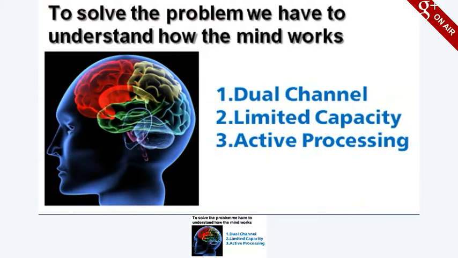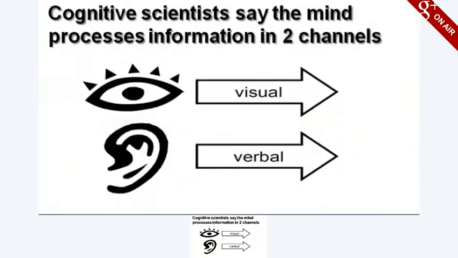We have one mind and 2 channels. Dual channels is the concept that people have separate information processing channels for visual and verbal information. The visual channel handles information presented to the eyes, such as illustrations, animation, video, and on-screen text. The verbal channel handles information presented to the ears, narration, or nonverbal sounds.